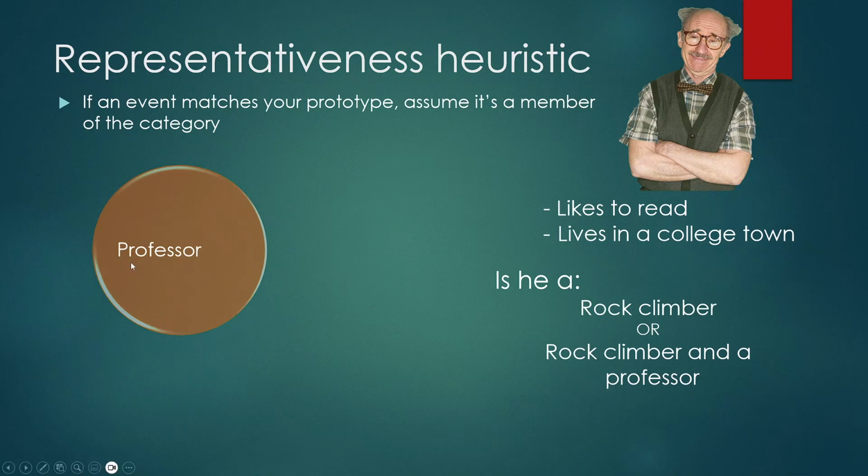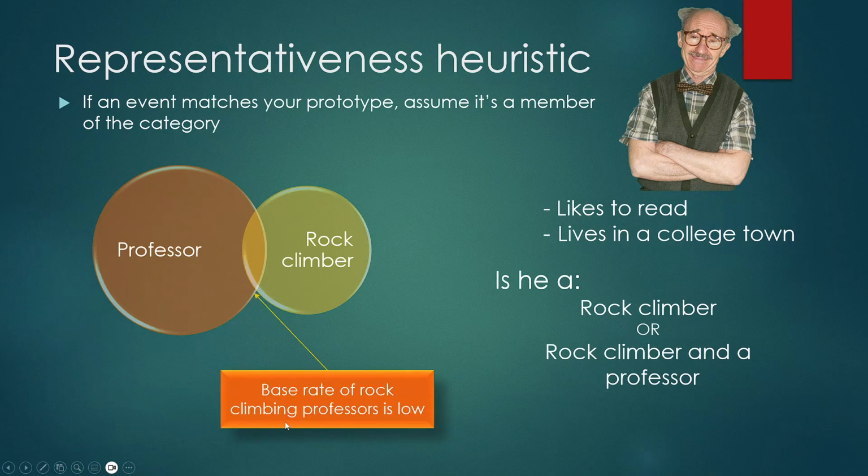So let's say that this is the whole world of people who are professors. By the way, this Venn diagram is not drawn to scale. So we've got professors, and then we've got the whole world of people who are rock climbers. And we have this little overlap right here where you have people who are rock climbers and professors. The base rate of rock climbing professors is going to be, by definition, low, right? This is the little sliver where we have this overlap. The base rate means the number of that kind of people in the population. The likelihood that you would come across a person like that is really small.